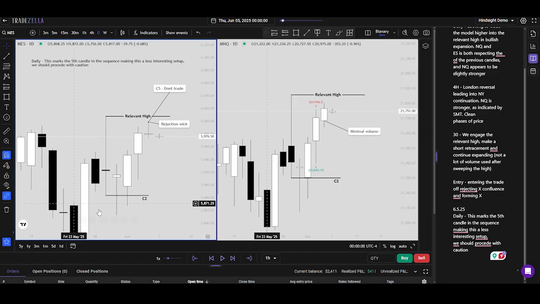So these are the things I marked out. It's a C5, so I'm not going to trade it. There's a rejection wick here. So we can see that we just took out previous day high, and we rejected it, and we closed a little bit lower. There's not a lot of volume here. We have a relevant high that we're still targeting. It's the 5th candle in the sequence. There's our C2 from the day before. And this is the note that I have. Saving the photo and dropping down a time frame.